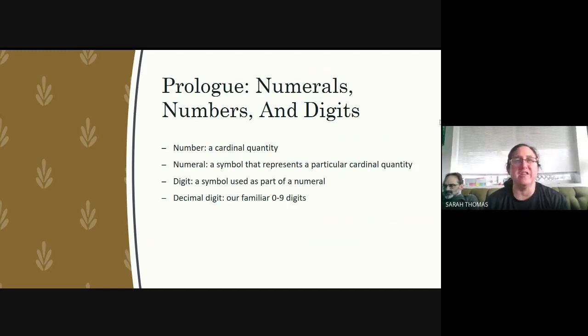A digit is a symbol that's used as part of a numeral, and we use what are called decimal digits. These are our 0 to 9 digits that we're used to. Believe it or not, those have not always been in use. They did evolve during the medieval period, so we're going to look at that. And by the way, if you have questions, please feel free to unmute yourself and ask, because I'm happy to answer any questions you have during the presentation and after.